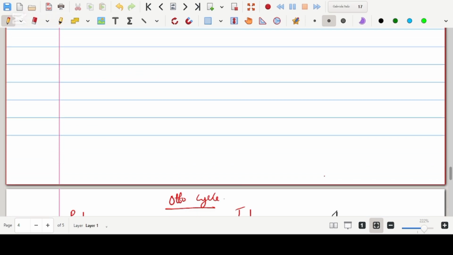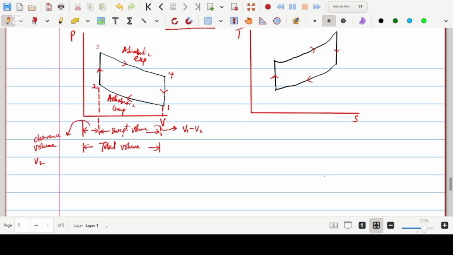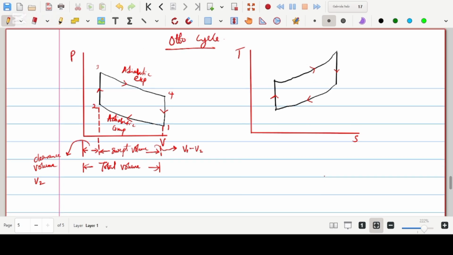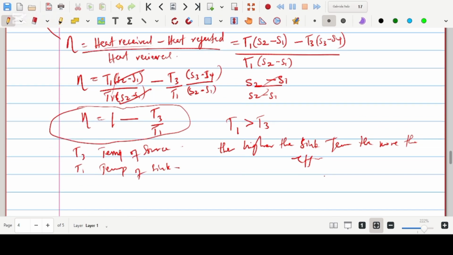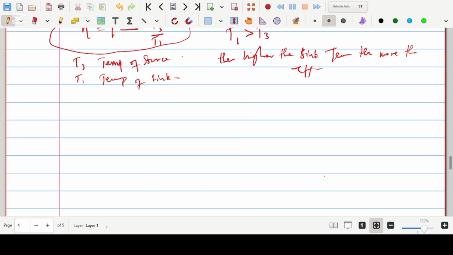Now the next one we want to consider is the Otto cycle. But before that, we have the air standard cycle. So what is an air standard cycle? An air standard cycle is a cycle that uses air as the working fluid.